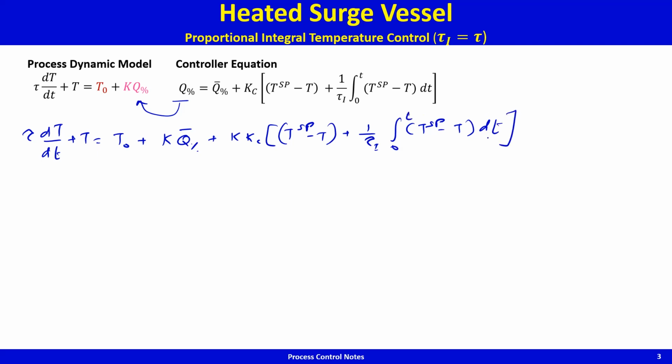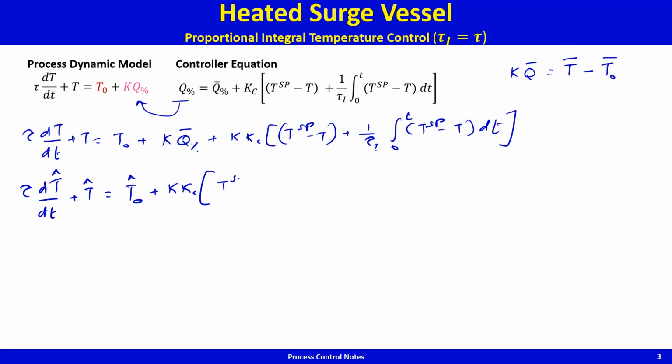We know from the initial steady state balance that K times Q is actually T bar minus T naught bar. So substitute this over there and take the T bar term to the left hand side and keep the T naught bar term on the right hand side. Then what we get is tau dT hat by dt plus T hat is equal to T naught hat, where the hat denotes deviation from the initial steady state value, plus K Kc into add and subtract T bar.